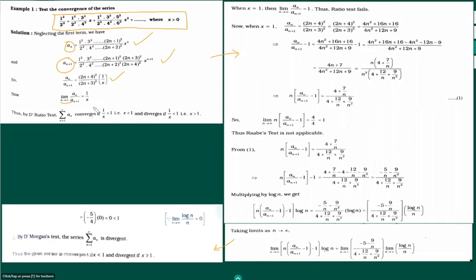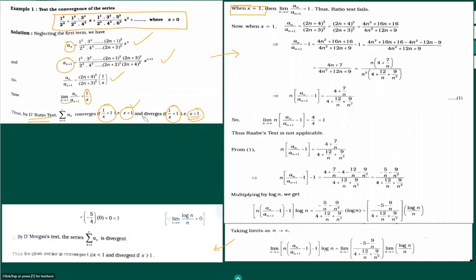And then take the limit as n tends to infinity. The limit as n tends to infinity would be 1 over x. So by the ratio test, the series would be convergent if 1 over x is greater than 1, that means x is less than 1. And the series would be divergent if 1 over x is less than 1, that means x is greater than 1. So by the ratio test, the series is convergent for x less than 1 and divergent for x greater than 1, and the ratio test fails if x is equal to 1.